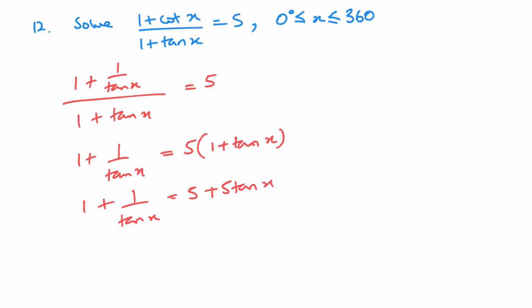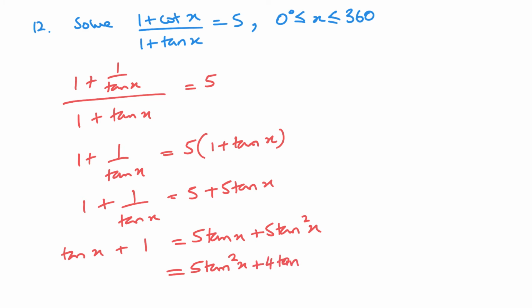Now, I'll simplify actually afterwards. Let's multiply through by tan x. So that's tan x + 1 = 5 tan x + 5 tan squared x. Now let's get everything onto the right hand side. So 5 tan squared x + 4 tan x - 1.